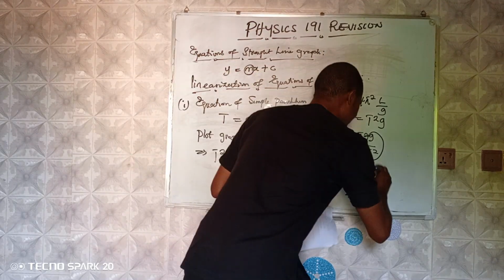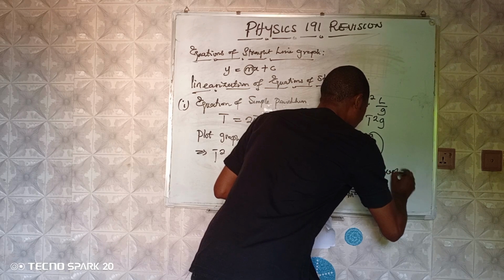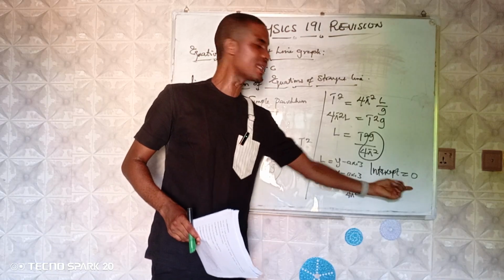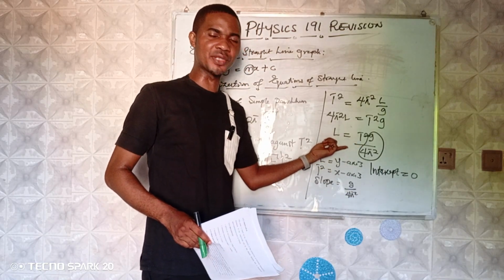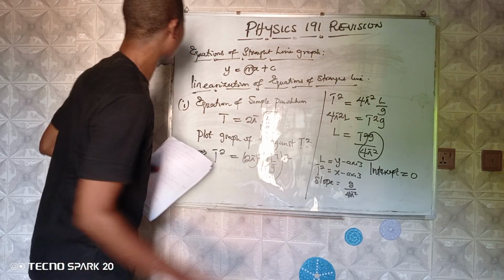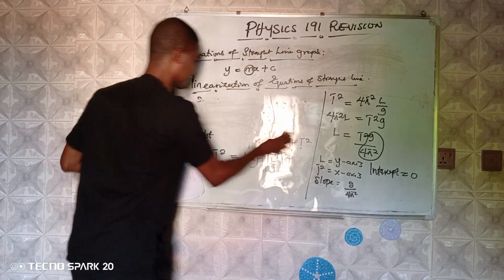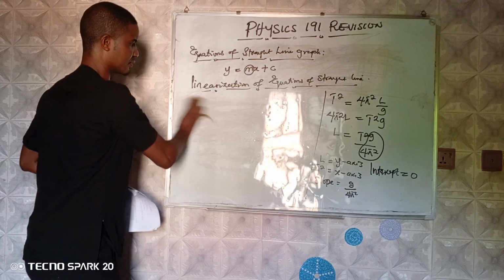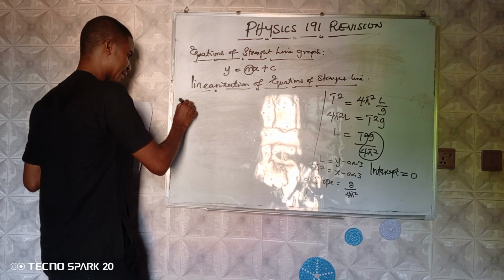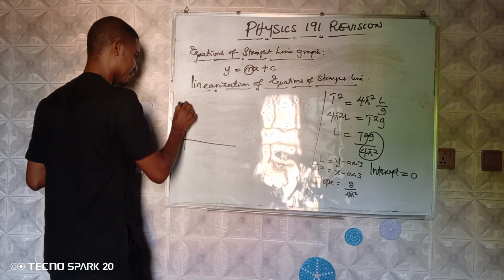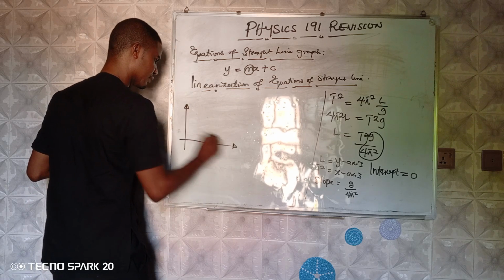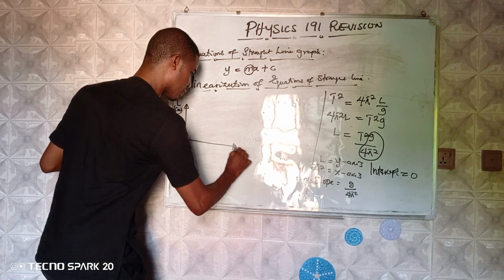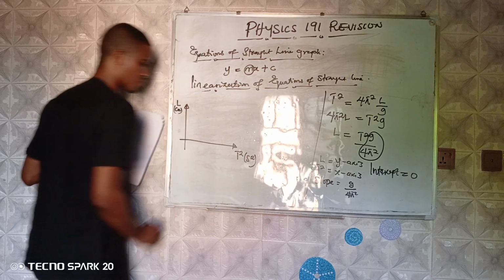So here, intercept is equal to 0. We don't have intercept. So for the intercept to be 0, it means that if you plot this graph, it's going to come from the origin. That means if I plot this graph, I'm going to be having something like this. My L measured in centimeter, my T squared measured in second squared, please.